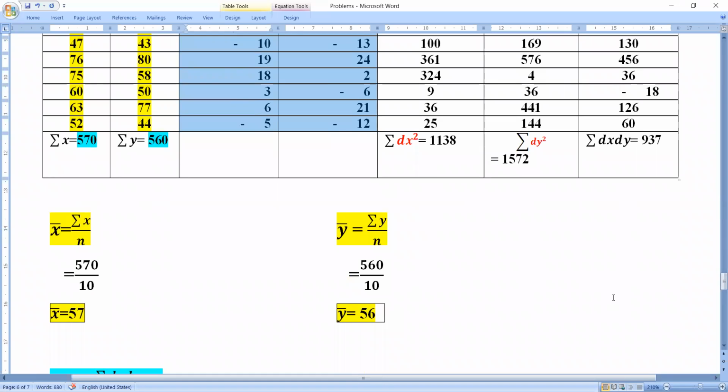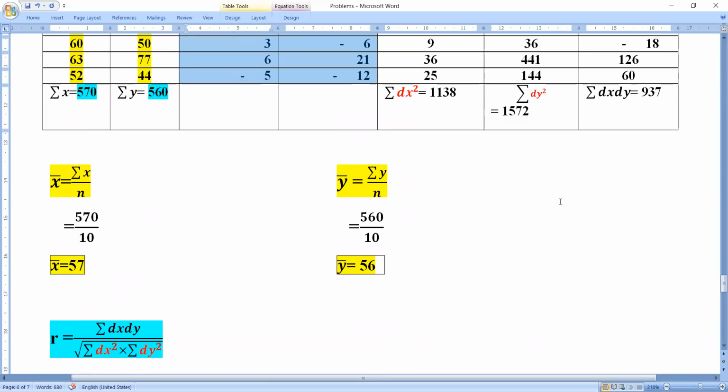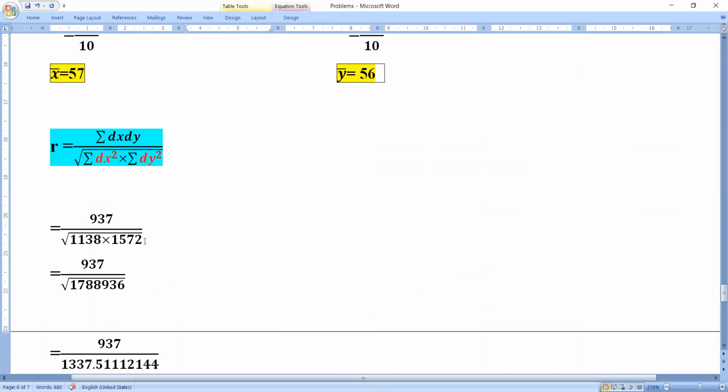When we apply these values to the formula, here sigma dx dy is 937, sigma dx square is 1138, and sigma dy square is 1572. Here 937 divided by root of 1138 into 1572. How much do we get when we multiply 1138 into 1572?